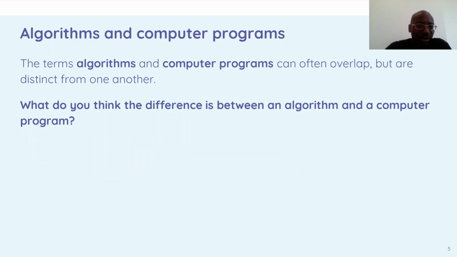Algorithm and computer programs. The terms algorithm and computer program can often overlap but are distinct from one another. What do you think the difference between algorithm and computer program is? If you want to press pause, you can go onto Google, you can type it out. You can go onto Bing and do the same thing. You could go onto YouTube and have a look at the difference between an algorithm and a computer program if you want to extend that time, or we just move to the next slide.